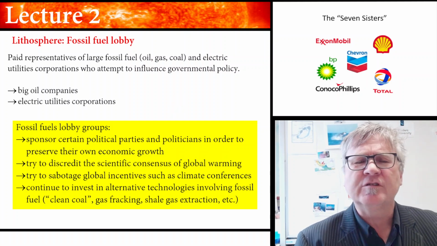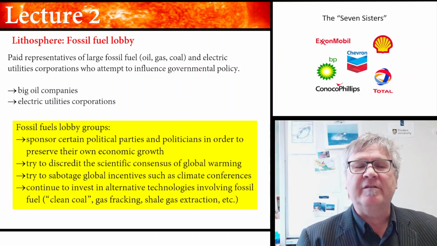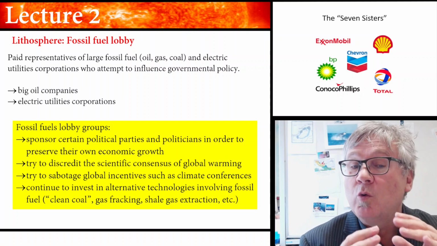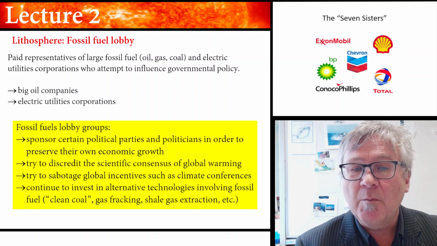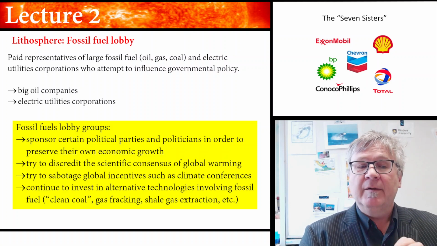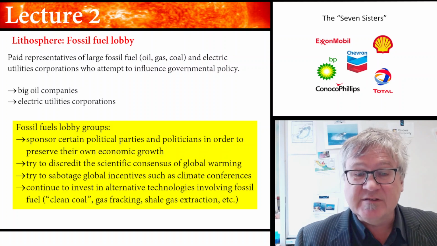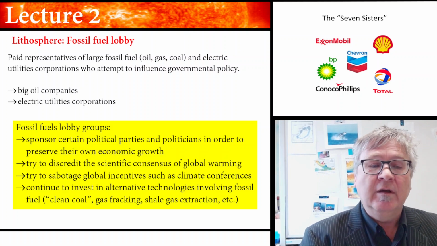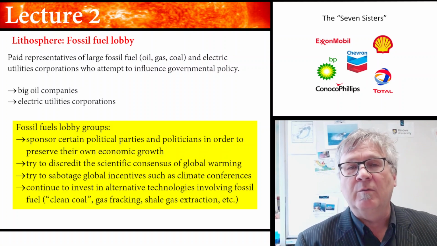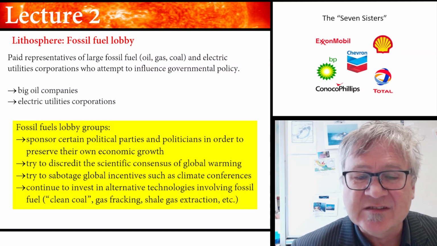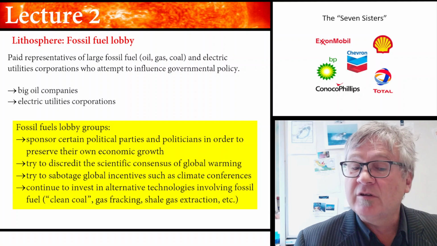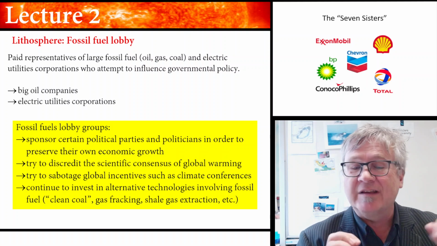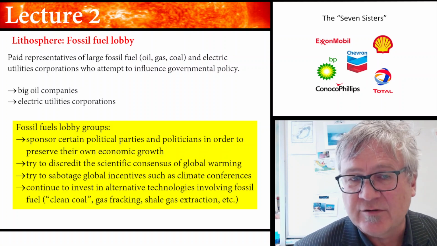So what is the fossil fuel lobby? It's paid representatives of large fossil fuel companies and electric utilities corporations who attempt to influence governmental policy. And what are they doing? They sponsor certain political parties and politicians in order to preserve their own economic growth. They try to discredit the scientific consensus of global warming. They try to sabotage global incentives such as climate conferences. They continue to invest in alternative technologies involving fossil fuel like clean coal, gas fracking, shale gas extraction, etc.